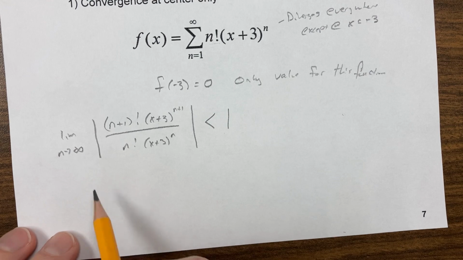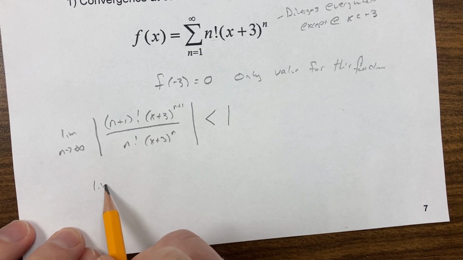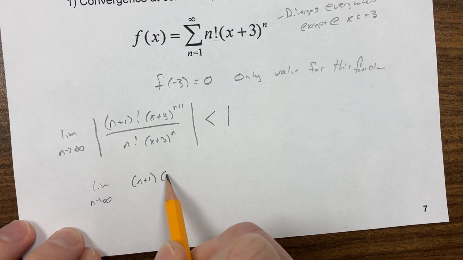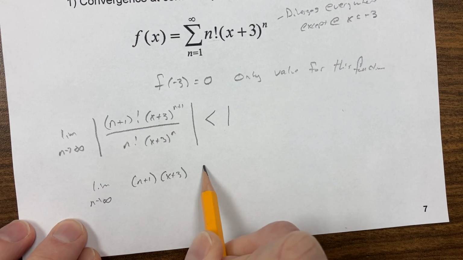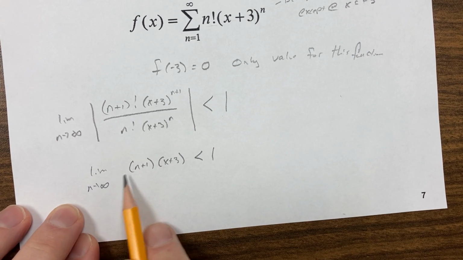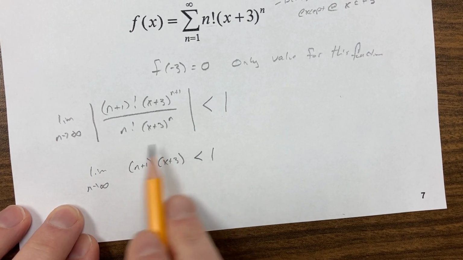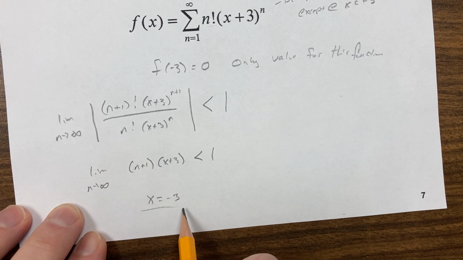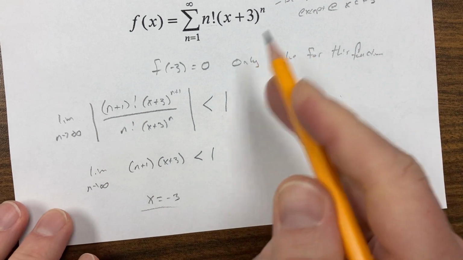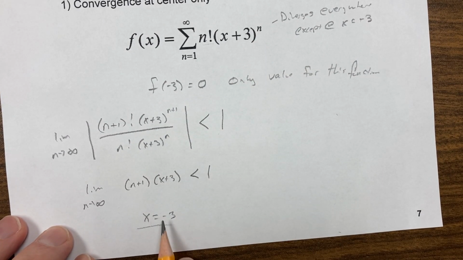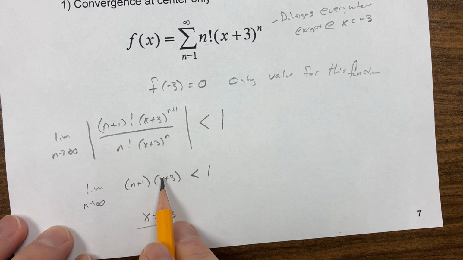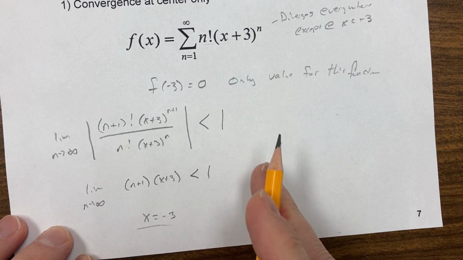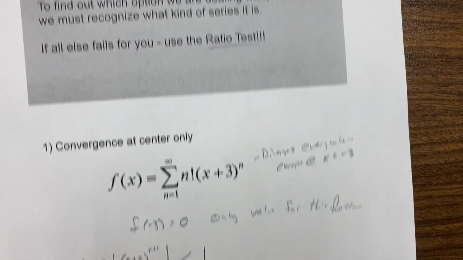So if I do some simplifying, we get the limit as n approaches infinity of (n plus 1) times (x plus 3). And I want that to be less than 1. Well, n is heading to infinity. So the only way that this could be true is if x equaled negative 3. And so there's our confirmation of what we had thought before. That's the only value that could make this true. If you put anything else in for x, the infinity here is going to drive that bigger than 1, and so then it would not work.